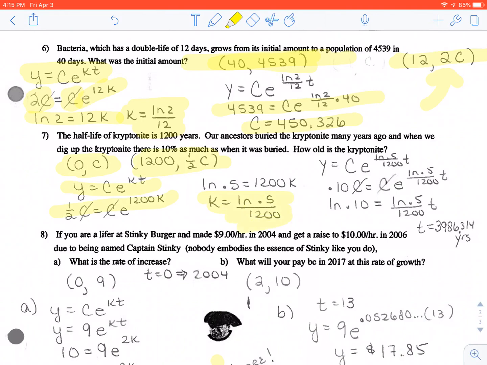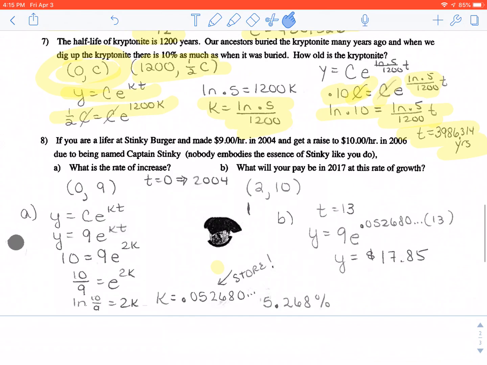Now what they wanted us to do is say when we dig up the kryptonite, there's going to be 10% as much as when it was buried. When it was buried, it was C. So 10% of C is going to equal C e to the k, and I'm going to put that value in exactly, times t. The C's will divide out, can ln both sides, and solve for t.